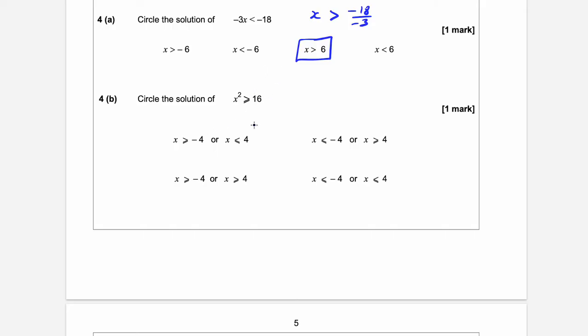So x has to be bigger or equal to 4. So that means it's either this one or this one. And then it can't be these two. Can't be less than 4.